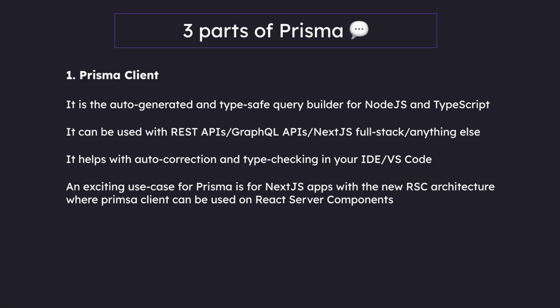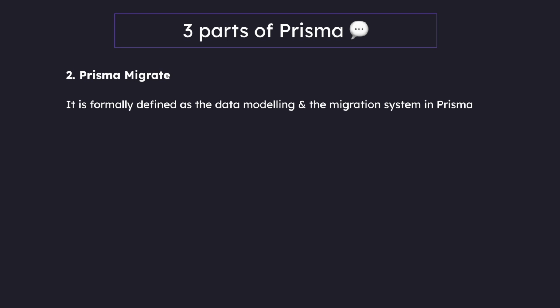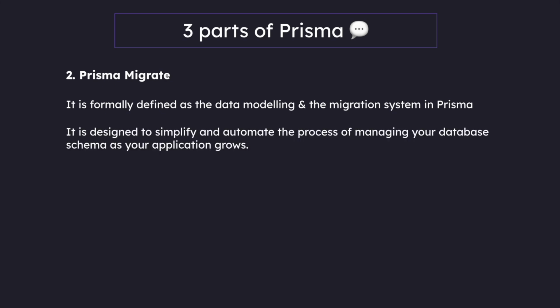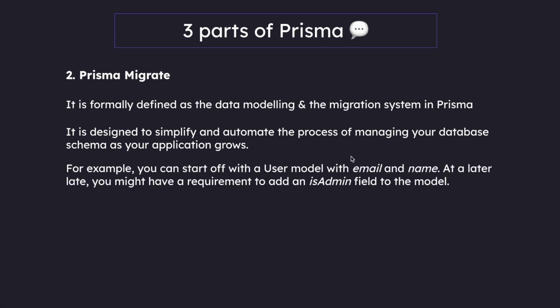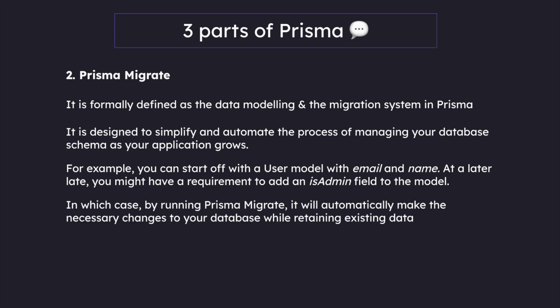Let us look at the second part of Prisma. Prisma Migrate. It is formally defined as the data modeling and the migration system in Prisma. If you do not understand this, don't worry. Essentially, it is designed to simplify and automate the process of managing your database schema as your application grows. For example, you can start off with a user model with email and name. At a later date, you might have a requirement to add an isAdmin field to the model. In which case, by running Prisma Migrate, it will automatically make the necessary changes to your database while retaining existing data. Let us look at the last one.